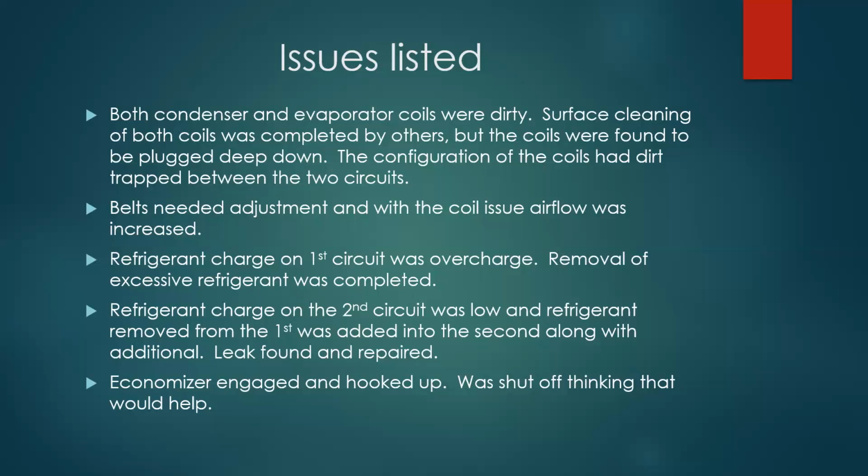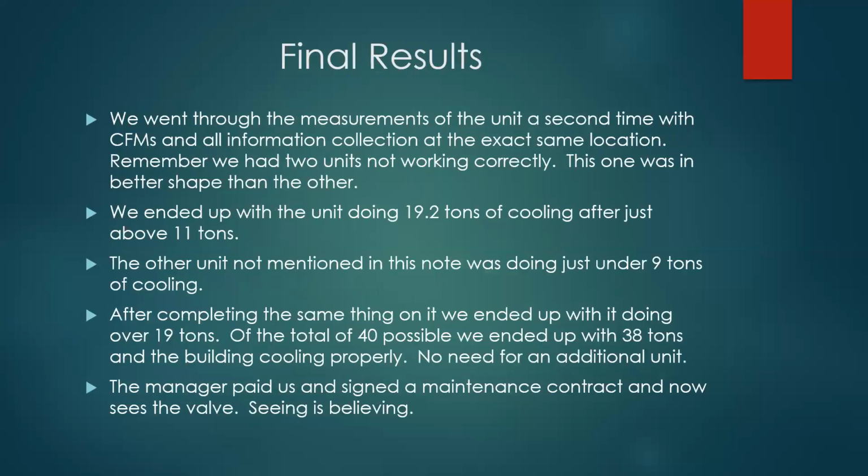Matter of fact, we did all this to both units. Final results: we went through the measurements of the unit a second time with CFMs and all information collected at the exact same location. Remember, we had two units not working correctly. This one was in better shape than the other one. The other one was somewhere around 9 tons of capacity on a 20-ton unit. We ended up with this unit doing 19.2 tons after we adjusted it, after just above 11 tons.